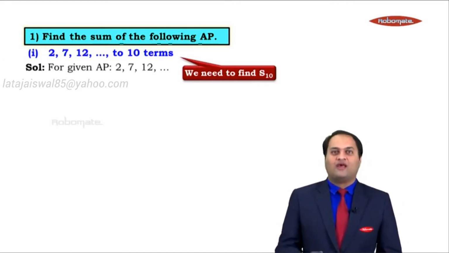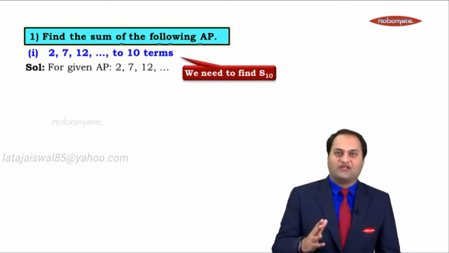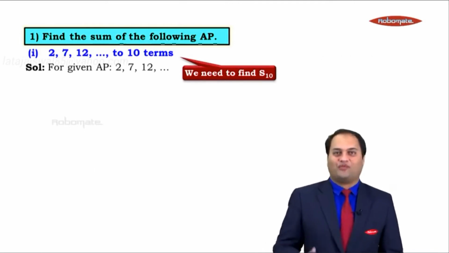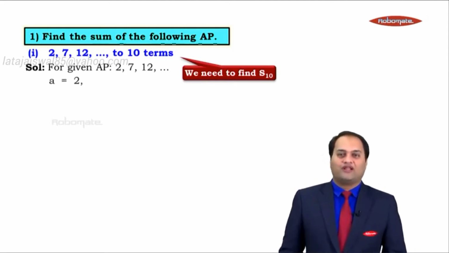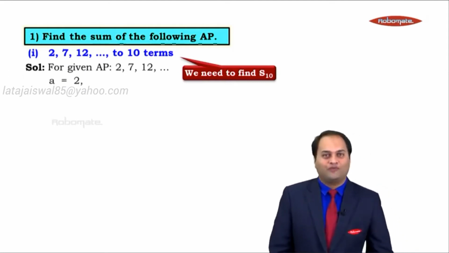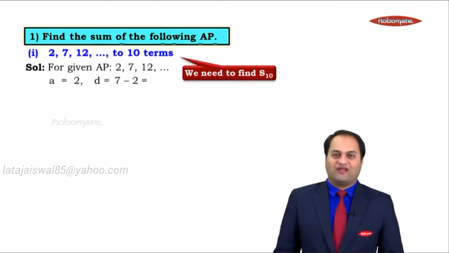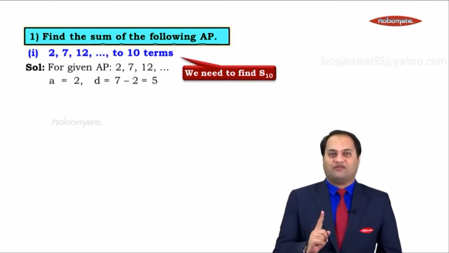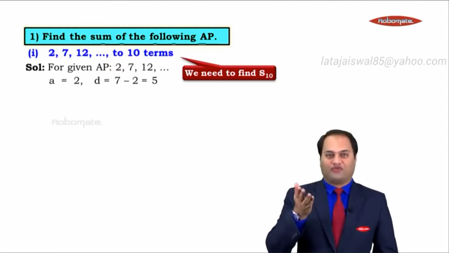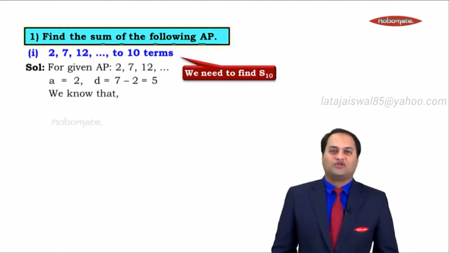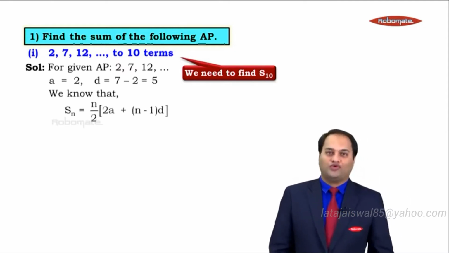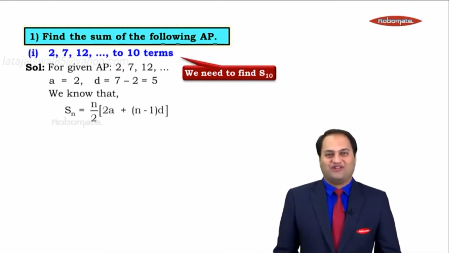As I always say, whenever you see an AP, the first thing you do is write the value of a and write the value of d, the first term and the common difference, right? So let's quickly write the value of a. a is equal to 2 and d is equal to 7 minus 2, which is equal to 5. Right? d is given. So what formula should we use? The first formula, right? So let's use the formula of Sn. Sn is equal to n upon 2 into 2a plus n minus 1 into d.